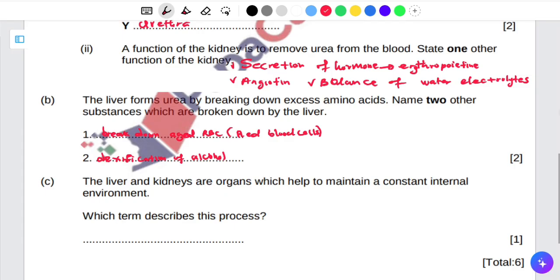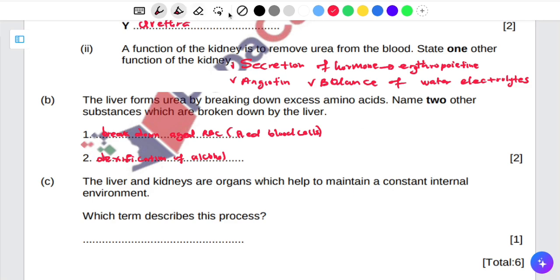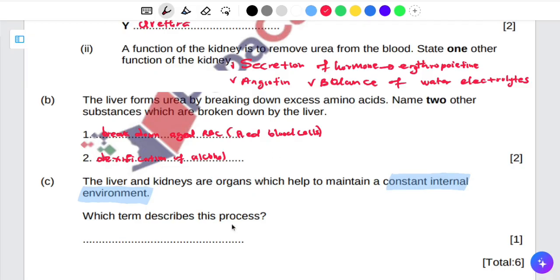Question C is saying the liver and kidneys are organs which help to maintain a constant internal environment. Whenever you hear the words constant internal environment, think of the word homeostasis. The question is asking which term describes this process. So this process is called homeostasis.